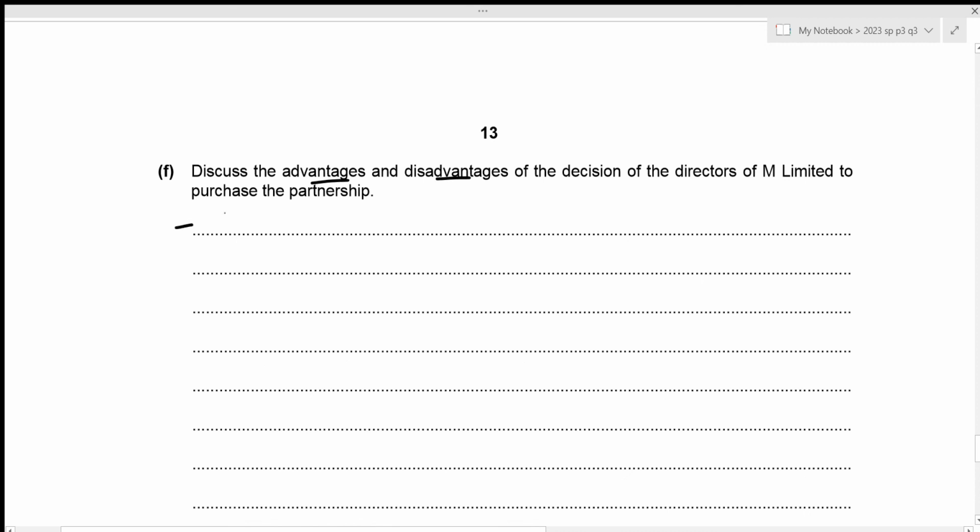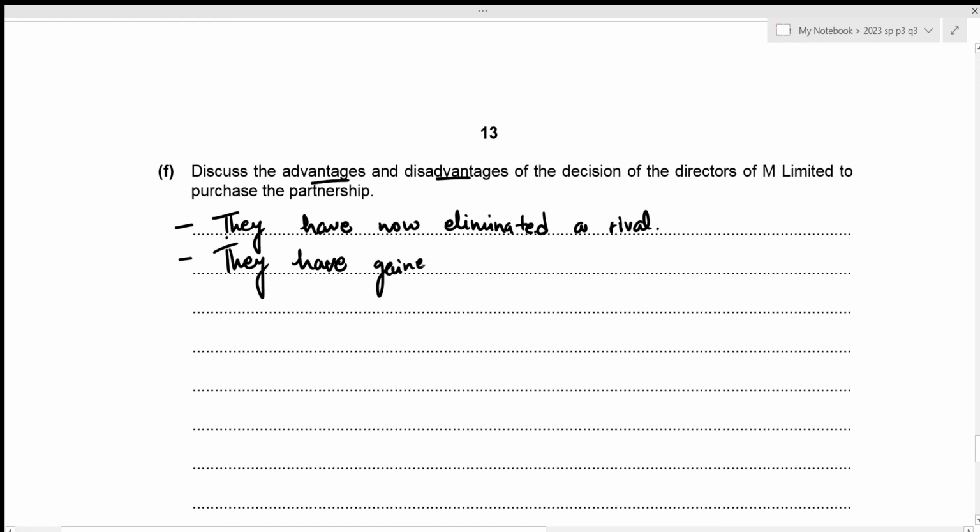Let's write it down. They have now eliminated a rival. Okay, and by eliminating it and by purchasing the partnership, they also gained their list of customers to widen their customer base. So that also acts as a major advantage. Let's write it down. They have gained their list of customers to widen their customer base.